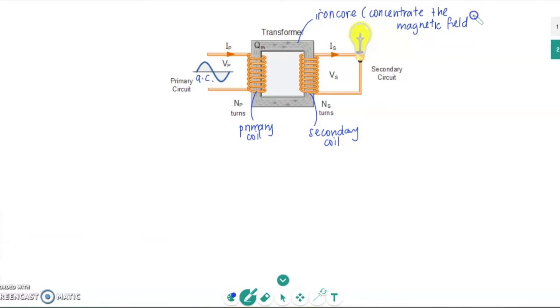So when you have a changing magnetic flux in the primary coil, then there will also be a changing magnetic flux in the secondary coil. So the field lines within these two coils are concentrated. Okay, so then it will be more efficient in this way.